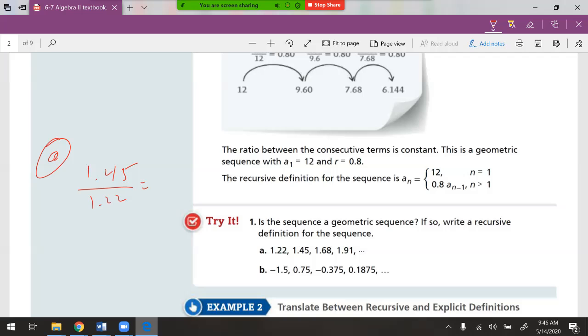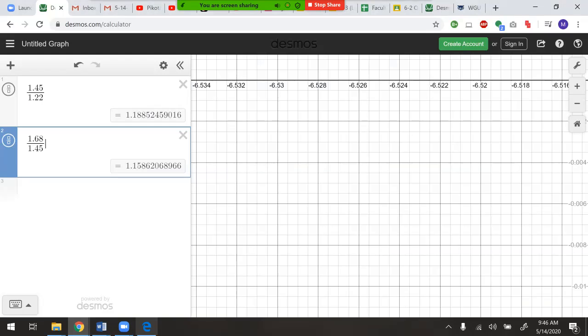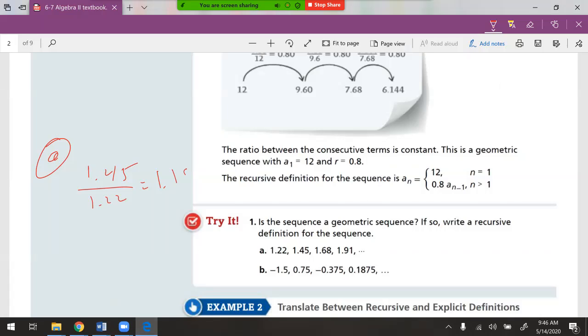Okay, so this is about 1.18, let me check it again. 1.18, and the other one, 1.68 over 1.45, was 1.16. So this is a no. This is also not geometric. You know what? It might be. And the reason why it might be is because we are going to get a negative answer.